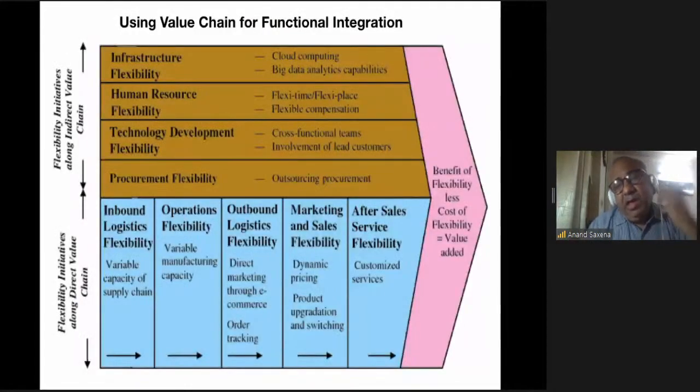Another integrative perspective that I have brought in for your reference here is how, for example, the functional level strategies may be integrated with the business level strategies. So if at a particular business level we talk about flexibility, right? And then how these flexibility initiatives can be incorporated in the direct as well as in the indirect value chain. For example, how I may rely on inbound logistics or the outbound logistics.